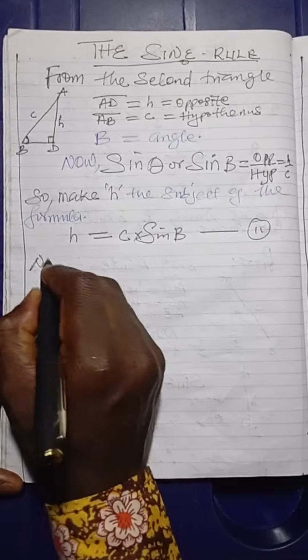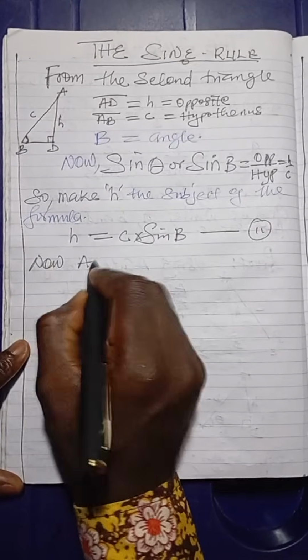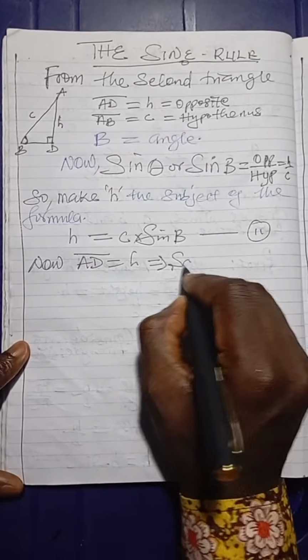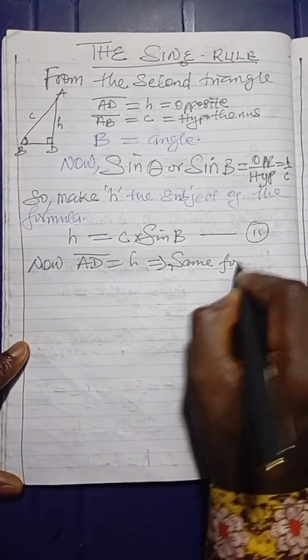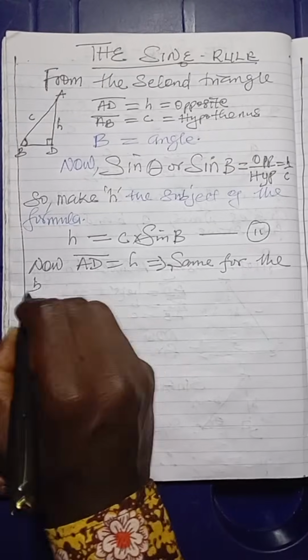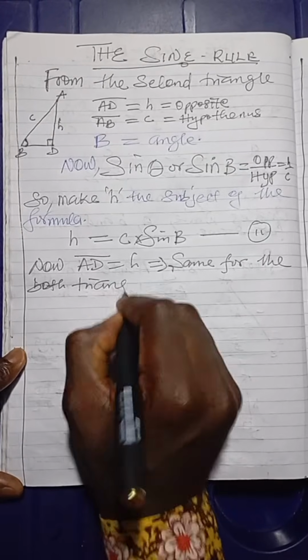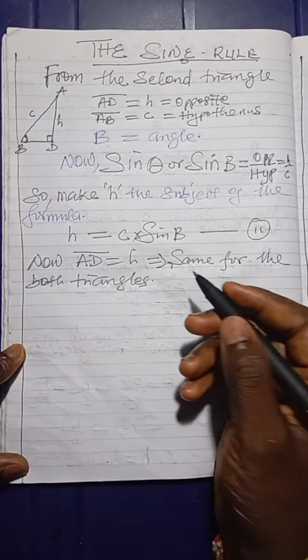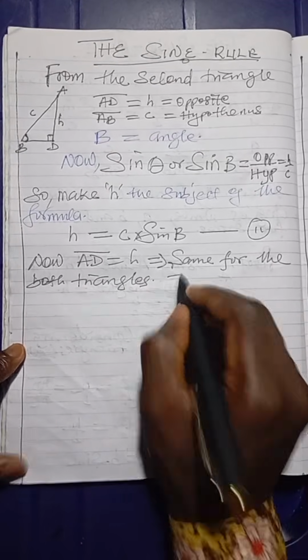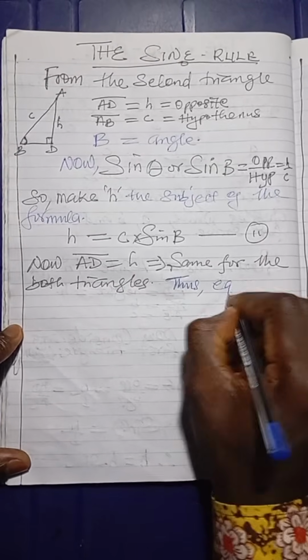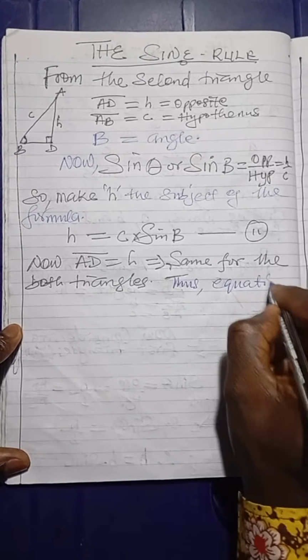Now, AD, which is our H, is the same for both triangles. Good. So let's equate them. Thus equating equation 1 and 2.